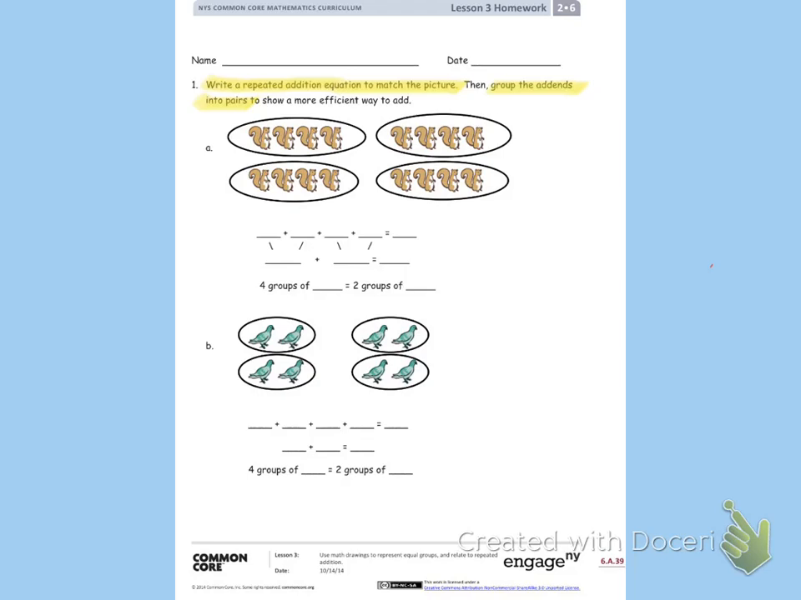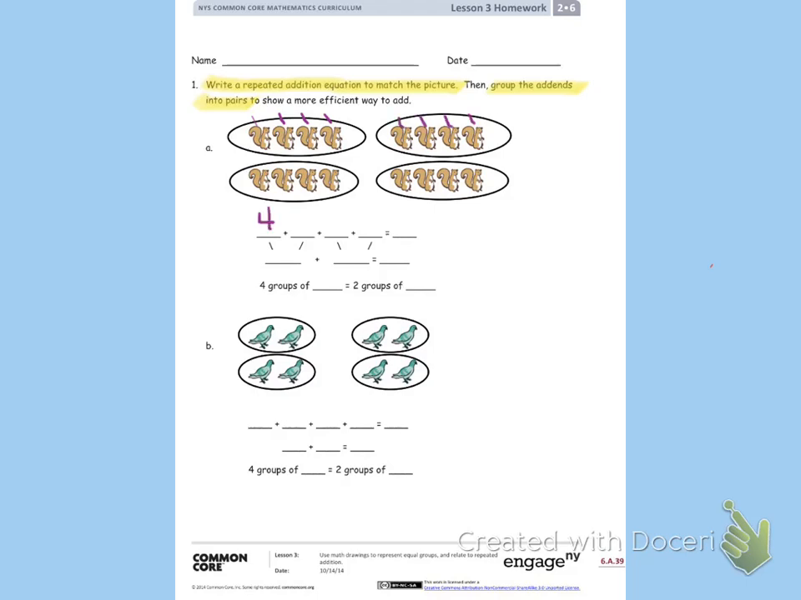Let's go ahead and look at the squirrels that are in these groups. As you can see, there are 4 groups. But we have to determine how many squirrels are in each group. There's 1, 2, 3, 4. 4 squirrels in the first group, so I'll write a 4 there.